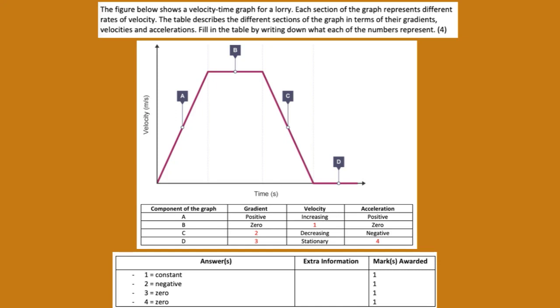For box 4, we must work out the acceleration of line D. If acceleration is increasing, that means velocity should also increase. Likewise, if acceleration is decreasing, velocity should also decrease. As none of these things are happening to line D, whose velocity is at 0, we can say that the acceleration is 0.